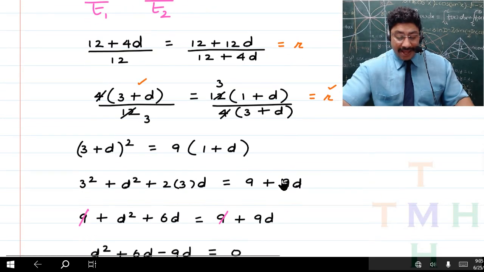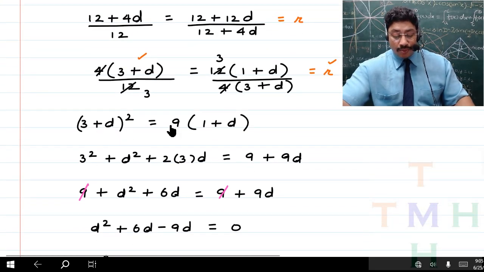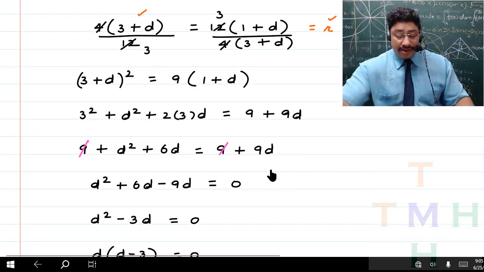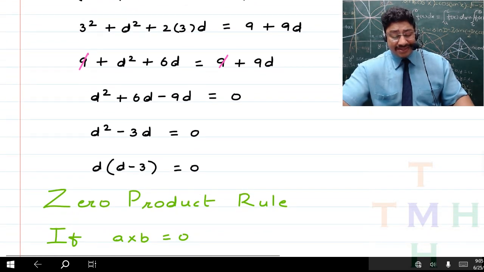Now we cross multiply to get (3 plus d) whole squared, which is equal to 9 times (1 plus d), that is 3 into 3 times (1 plus d). Now further we expand this as a square plus b square plus 2ab, and then on the other side we just multiply. We bring all the terms over to the left hand side, cancel off the terms which are common like 9, right? And then further form a quadratic equation, but this is a quadratic equation which doesn't have a constant term, so it becomes pretty simple.